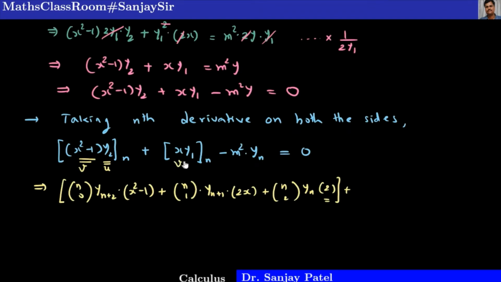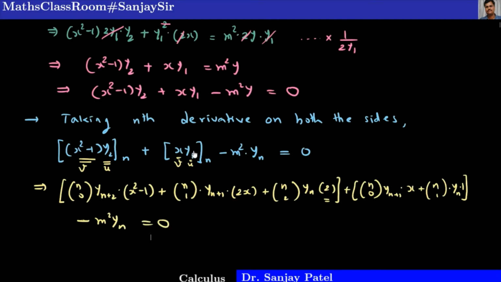So this I am taking as v and this as u, okay, and writing nc0 and nth derivative of u, that is y1, is yn plus 1, and v function, that is x as it is, plus nc1 yn, 1 less than this, and derivative of x is 1. So we stop here because the next derivative of 1 will be 0, so all other terms are 0. And the last term, let me write in the new line, minus m square into yn is equal to 0.